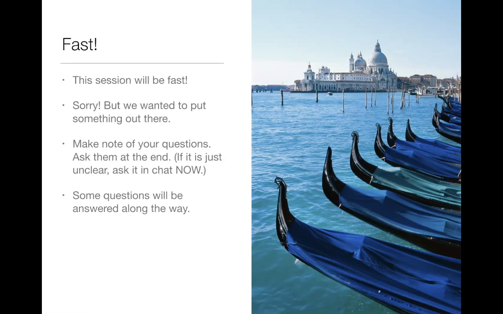So you might want to make note of your questions along the way. You can certainly ask them, particularly to Carrie, along the way, particularly if you feel I'm being unclear and you just don't follow me at all. Definitely ask that kind of question along the way. Otherwise, you might want to save your questions to the end, on the basis that some of the questions are going to be answered along the way.